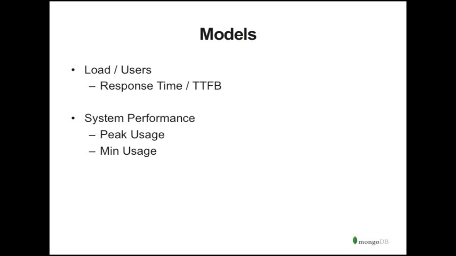There are lots of models we can use to make sure that we have a good capacity for our system. We can use the response time in a per-load, per-user kind of scenario. And we can also consider the system performance. What is our expected peak usage? What is our minimum usage of the system? These are two different things that are probably around the same metrics, but they are completely different, and they are extremely needed when we are defining our system.